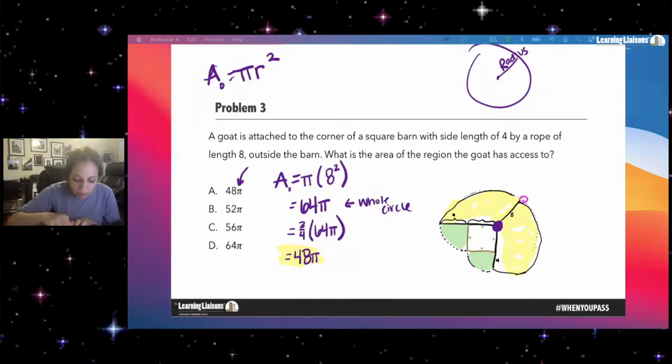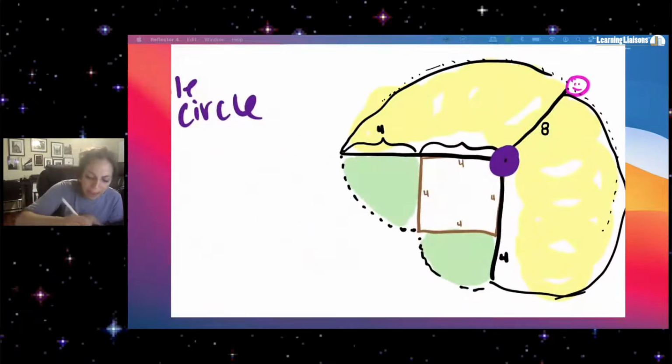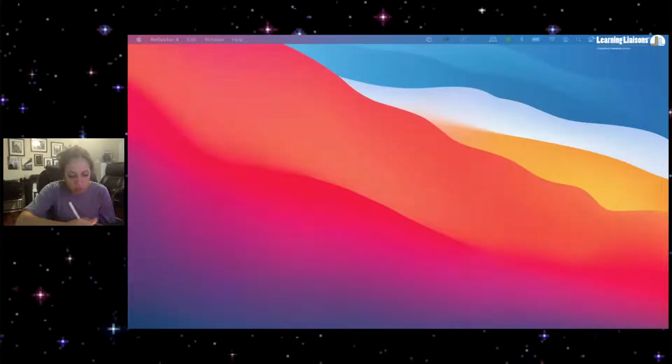So, let's zoom in again. Now this is becoming the new center, and I have 4 as my new radius, and now he's walking this way. I hate it when that happens. All right, I'm reconnecting. Sorry, guys.